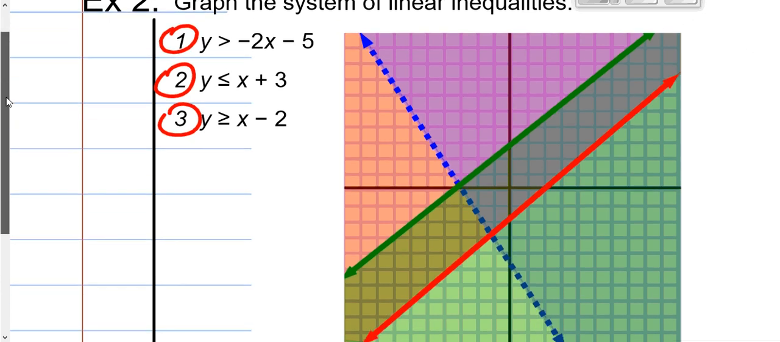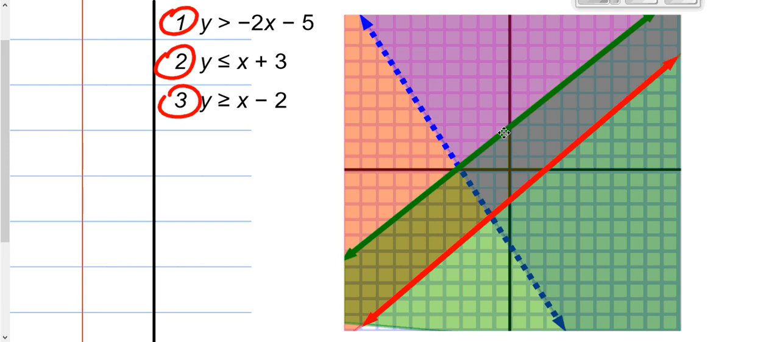So here we go. We have our green, and we are going to label those. So starting at the top, y is greater than negative 2x minus 5. Negative 5 is right there. 1, 2, 3, 4, 5. That's going to be that line right there. So y is greater than negative 2x minus 5.